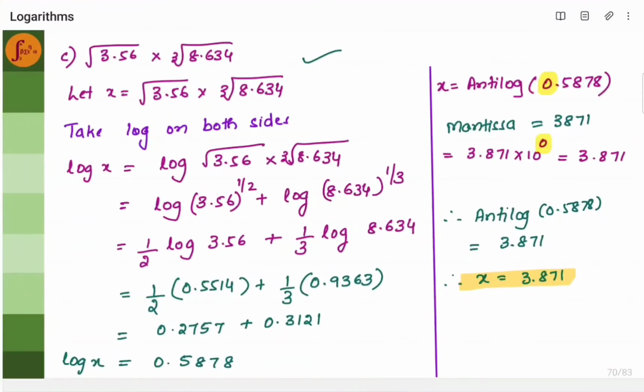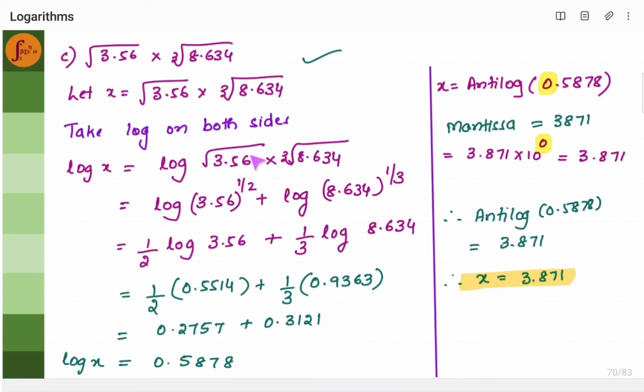Now let's find the value of this, right? We'll have to multiply the square root of 3.56 into the cube root of 8.634. Now use the calculator after getting the value of x and see if the answer is correct. But we'll have to do everything using log values, the log table. So assume that x is equal to this. Take log on both sides. Remember the theory of indices, right?